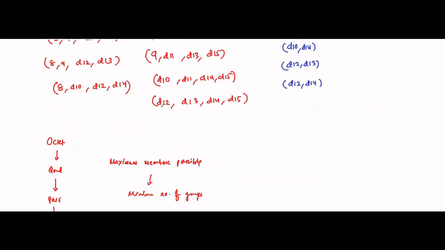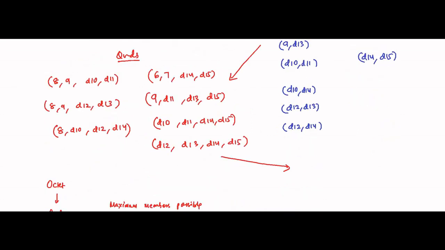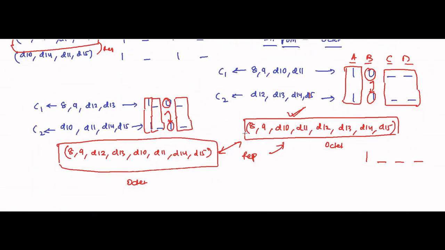Then we'll focus on the merged minterm pairs. Then we'll compare the merged minterm pairs with the octet that we have combined. Okay, so these are the single members. These are the pairs, these are the quads, and then we have the octet which we have formed. The octet that we have formed, this one will be picked.